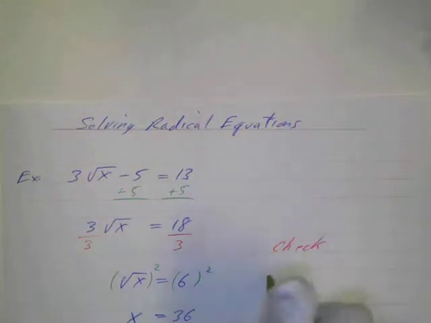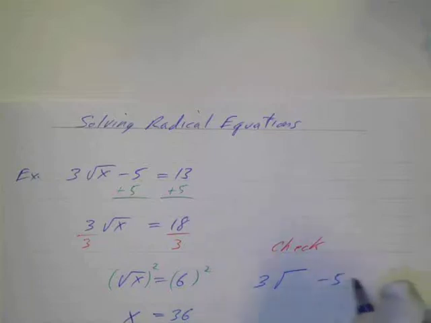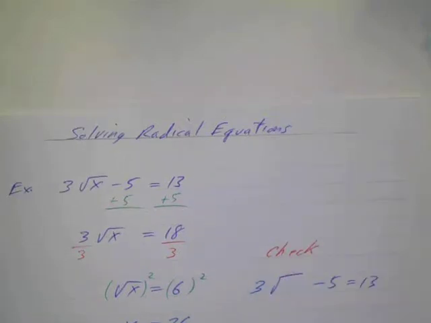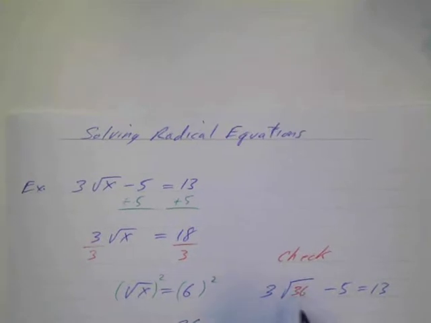So we write 3 times the square root of 36 minus 5. Does that equal 13? What's the square root of 36? Well, the square root of 36 is 6, so it's 3 times 6 minus 5, and 3 times 6 is 18, and 18 minus 5 does equal 13, so that checks.